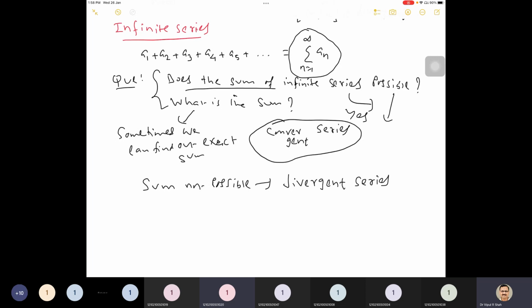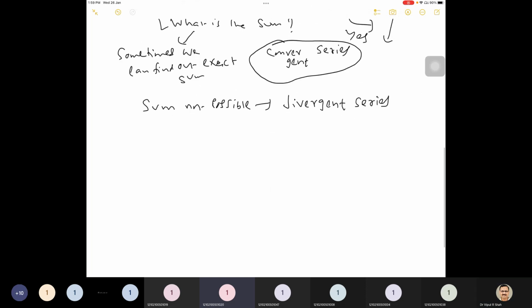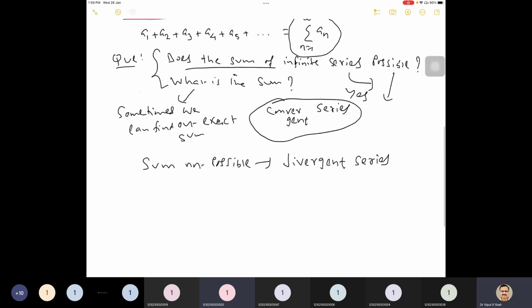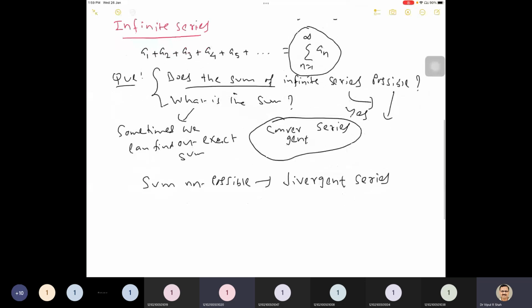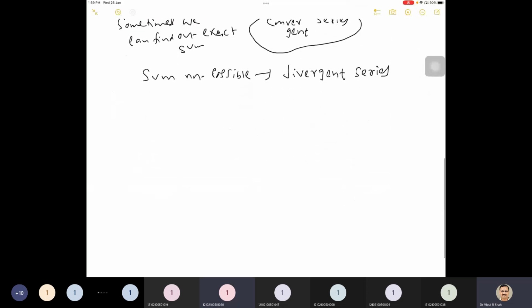The sum is not possible, we call it a divergent series. Now, there is one definition to check the convergence of the series. So let us see what that is.